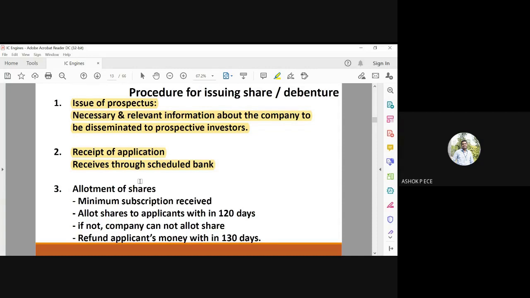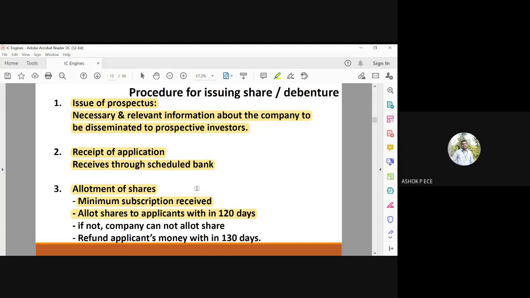So minimum subscription received. So you have 500 shares, and you are saying that only if 100 shares are minimum received, I am going to go for raising money. If I am receiving less than 100, I am not going to go for shares. So once you have received the minimum subscription, you can allot the share to the applicants within 120 days, or within 4 months.